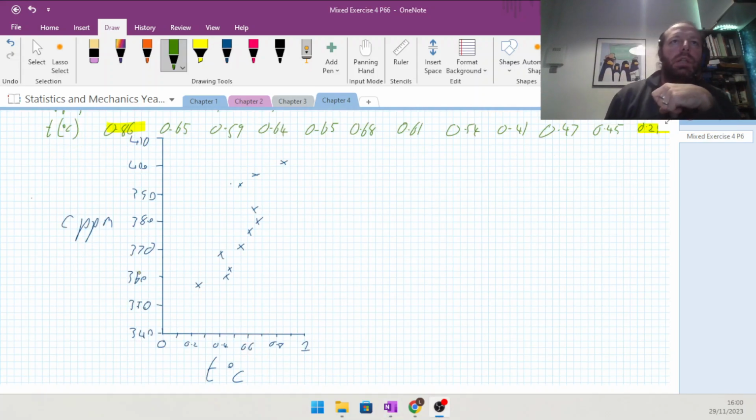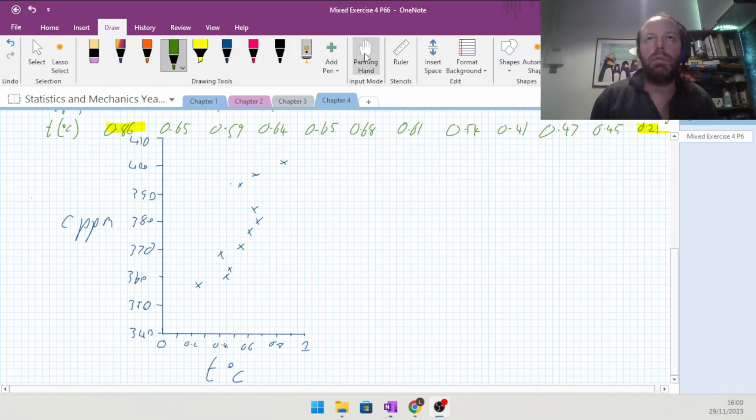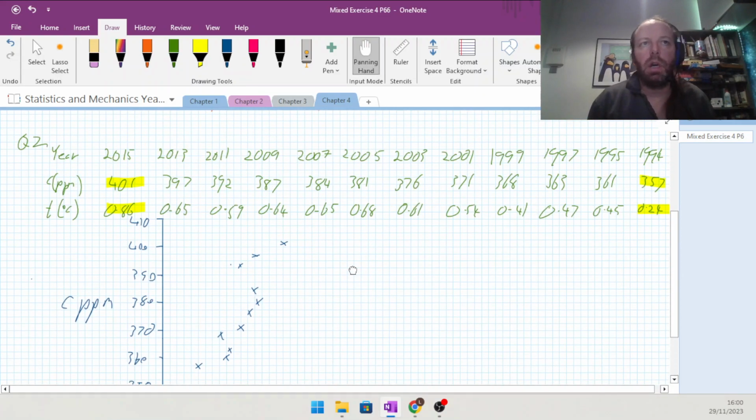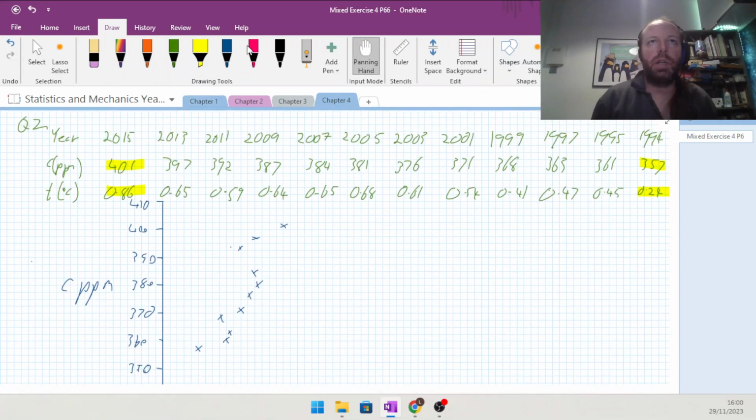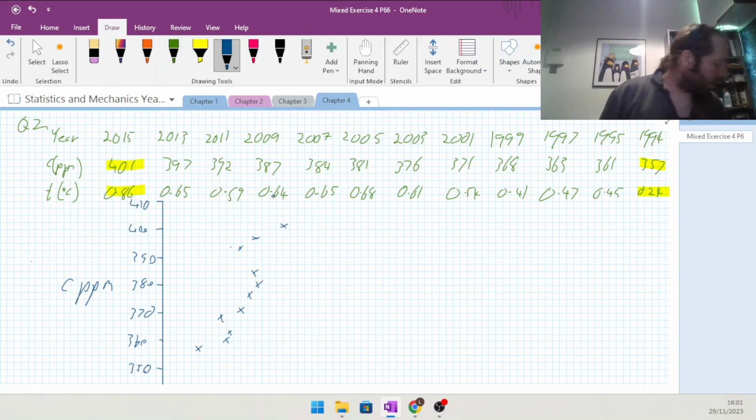Okay, so I decided to stop the video and just plot out all the points. There we go. Hopefully you'll get something like that. Should have a title on this scatter graph to show CO2 concentration and temperature increase.